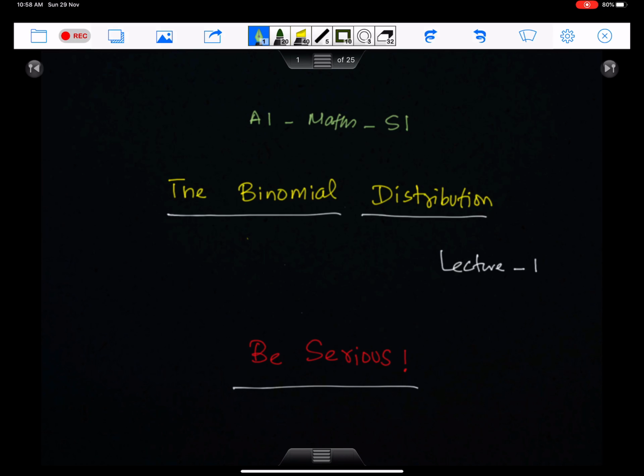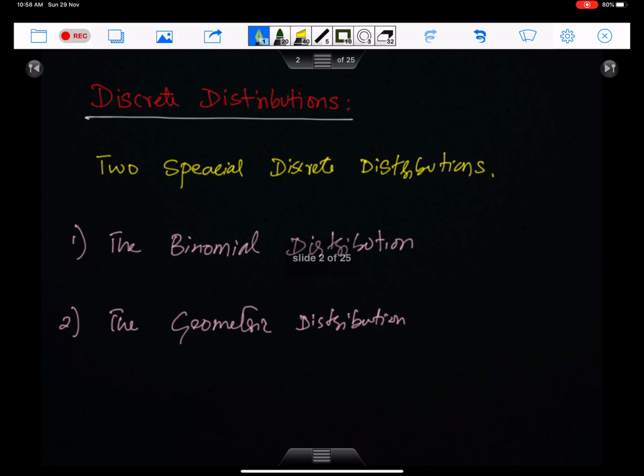The binomial distribution, lecture 1. Discrete distributions. Two special discrete distributions: the binomial distribution and the geometric distribution. The word discrete means countable quantities, like the number of students in a class, the number of chairs in a room, the number of fans in a hall.